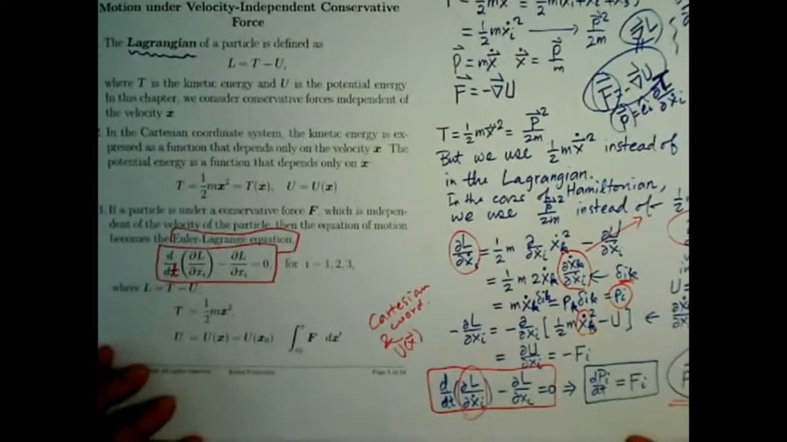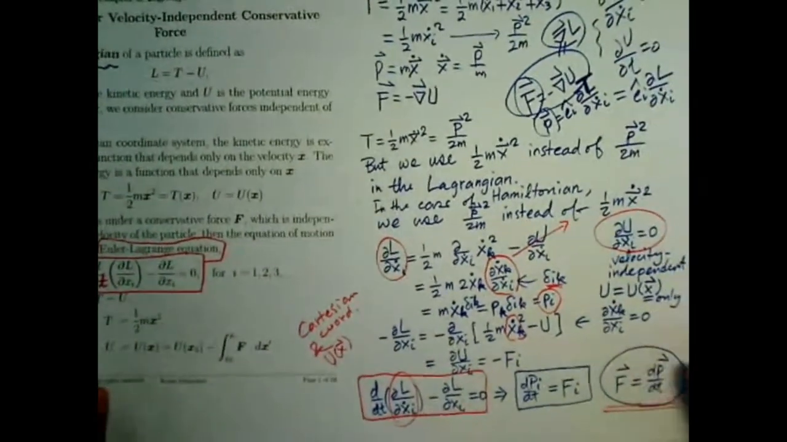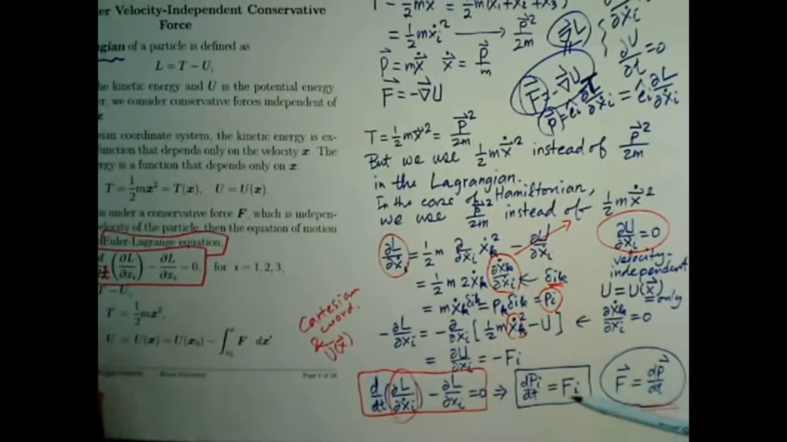The equation of motion, Newton's second law, force is the time derivative of momentum, is equivalent to the Euler-Lagrange equation. And the Euler-Lagrange equation is this one. And here, the time derivative of momentum.